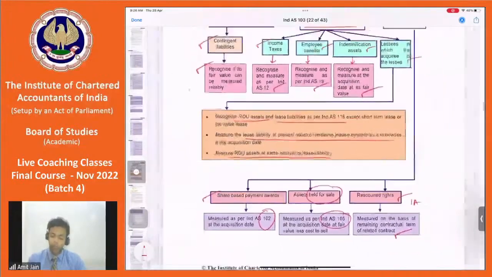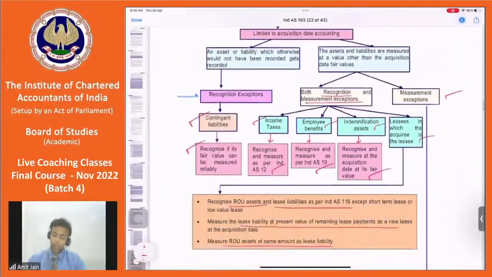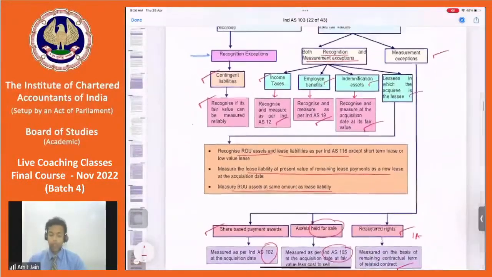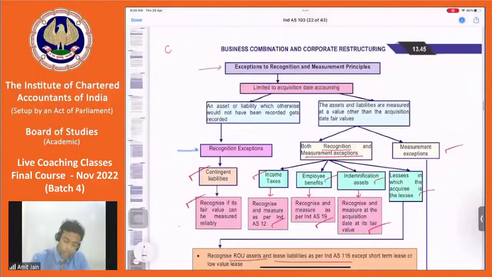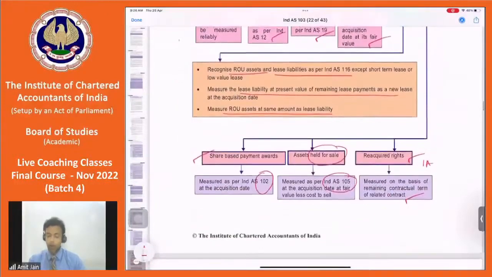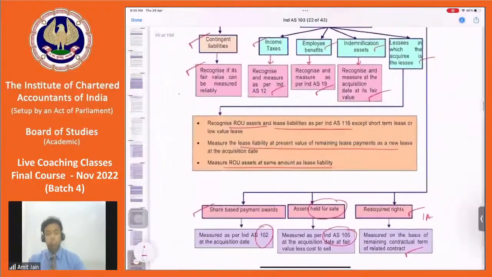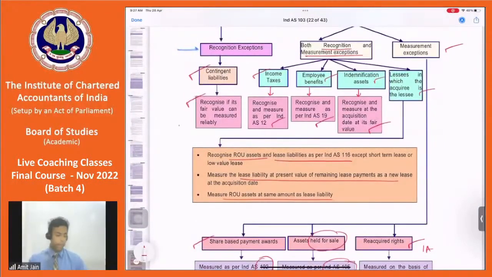So the entire exceptions are covered on this page itself, guys. This is the gist of all exceptions, very nicely summarized in the study module. You should go through it, and you can memorize this from this one particular page. Any doubt, guys? Any doubt?